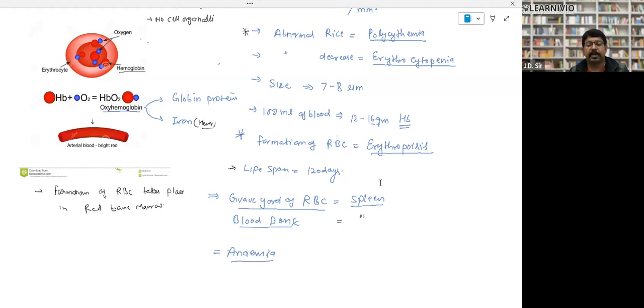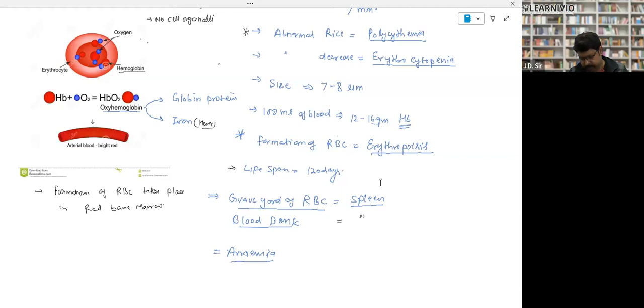Suppose extra blood formation takes place in our body, right? Our body requires only 5.5 liters, but more than 5.5 liters of blood is there. So what will happen? Extra RBC will be stored in the spleen. That's why it is also known as the blood bank. So it is a graveyard as well as a blood bank, right? Anemia is the deficiency of blood. That stage is called anemia. Is it clear?